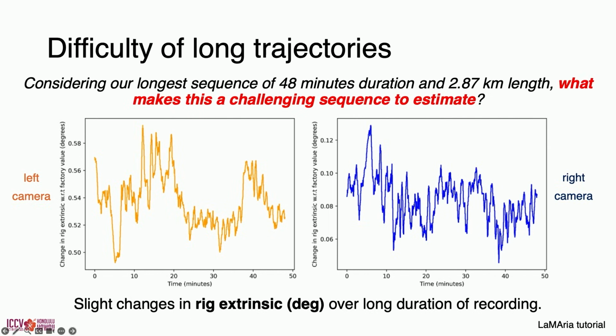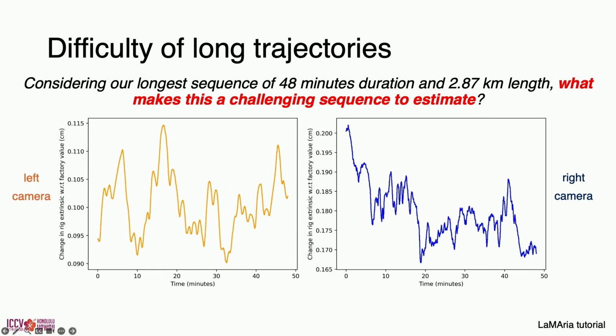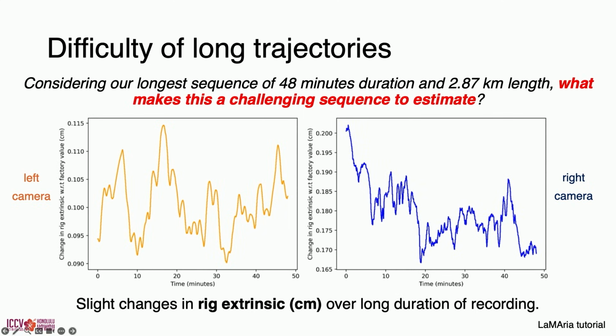And these changes point out the importance of setting up online calibration in SLAM systems. And this is just another plot of rig extrinsic changes in centimeters over the long duration of recording. So we did this on just the longest sequence, where it's almost 50 minutes, and you can see that MPS also performs calibration, in this case on the rig extrinsics and the camera intrinsics.